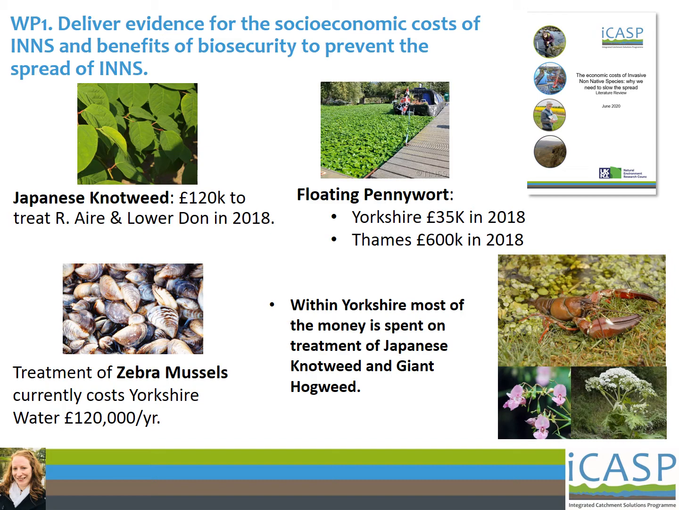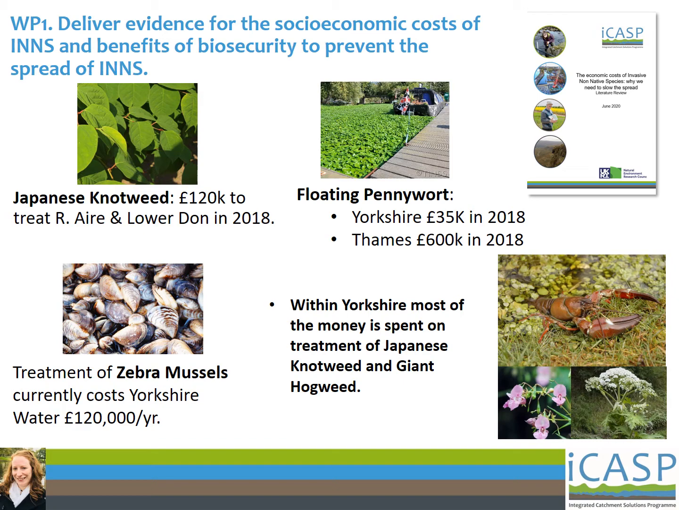Work Package 1 consisted of collating data related to the costs associated with INS from global, European and UK data and literature. Costs associated with INS can relate to treatment and management, but can also include knock-on impacts on the economy. For example, loss of recreation areas due to floating pennywort, or the delay in building works due to Japanese knotweed, which can also impact mortgages.